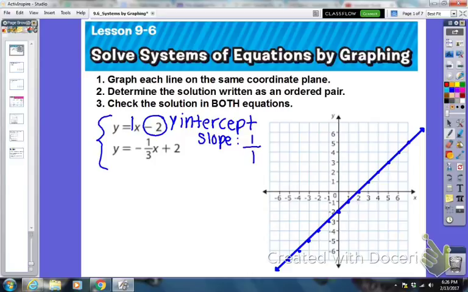The second line, I'm going to use red so you can see the difference. We're going to start here on the y-intercept of +2. So this is up 2 from the origin. And this slope is -1/3. I'm going to make the negative go with the numerator. So -1 means I drop down 1, but go to the right 3. So this point, or I can go up 1 and to the left 3.